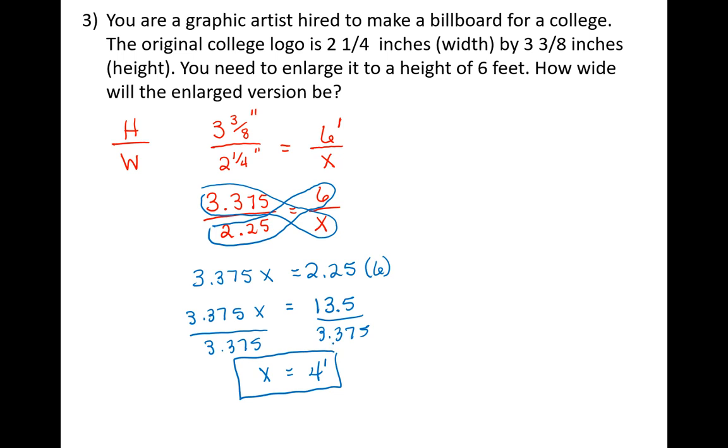If we look at that ratio, 3.375 to 2.25 is 1.5. If we look at 6 feet to 4 feet, we see that that's also 1.5. So that's our answer for the enlarged version.